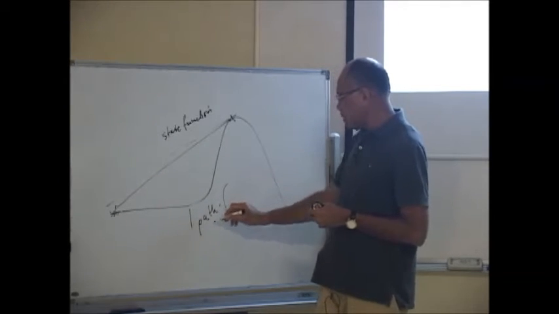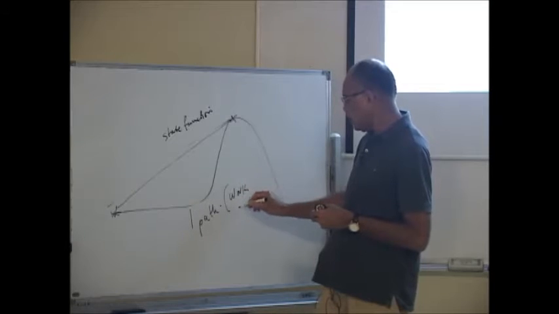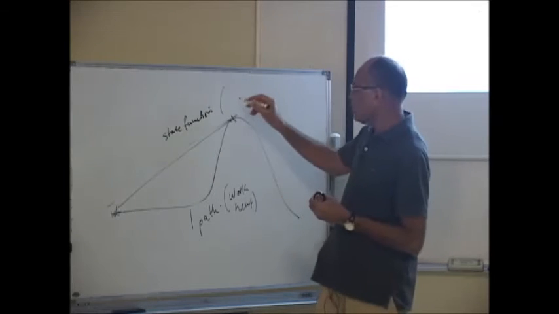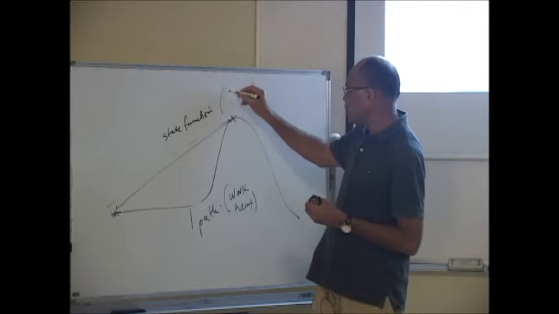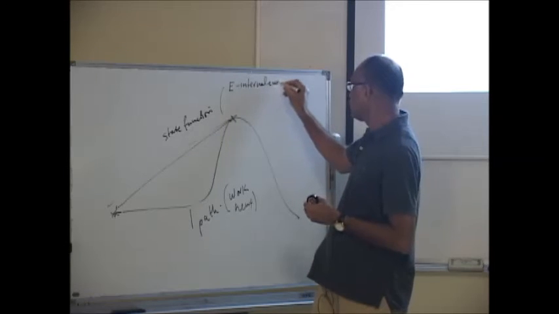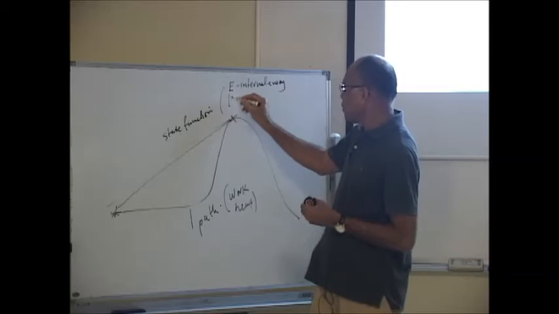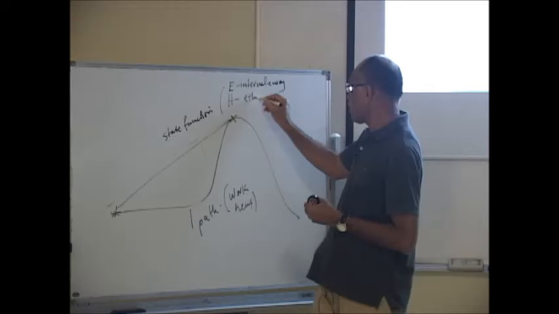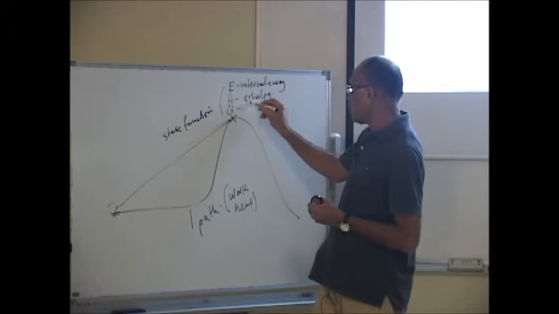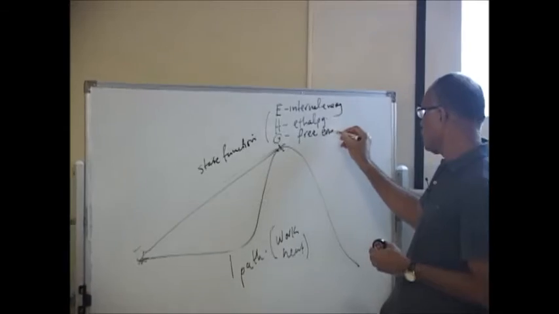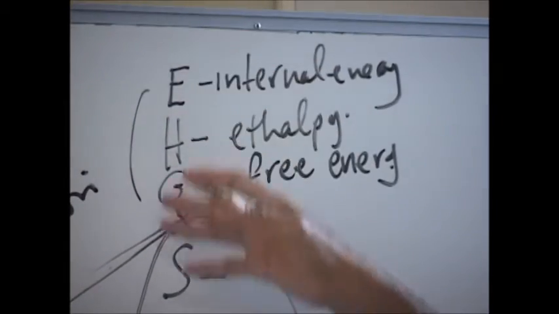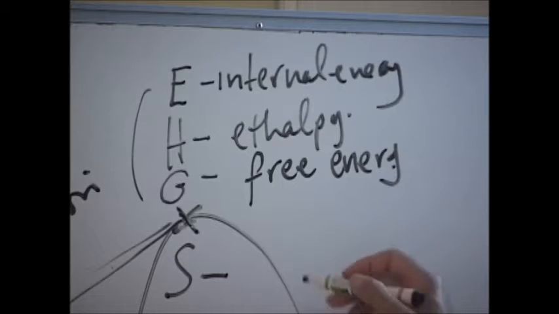And the path function types of energy are work and heat. Those are the two path functions. State functions, let me mention a few here. We're going to talk about internal energy, which is E. And we're going to use the enthalpy, H. And we're going to bring this much later on, this is another, that's free energy, G. And the last one I want to bring in is S. All these state functions are symbolized by a capitalized letter, and this one is entropy.